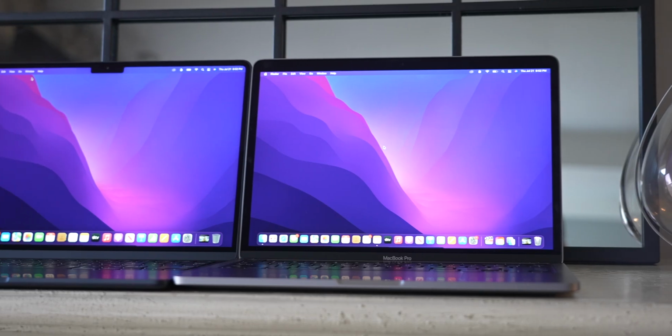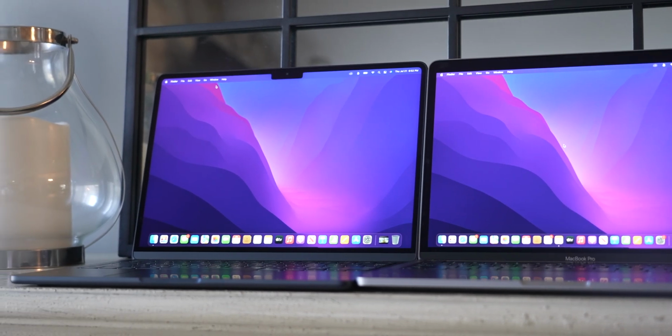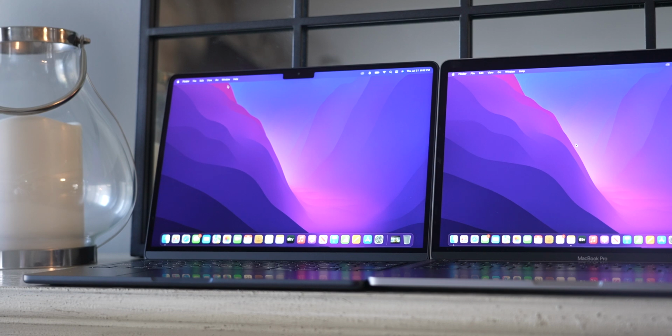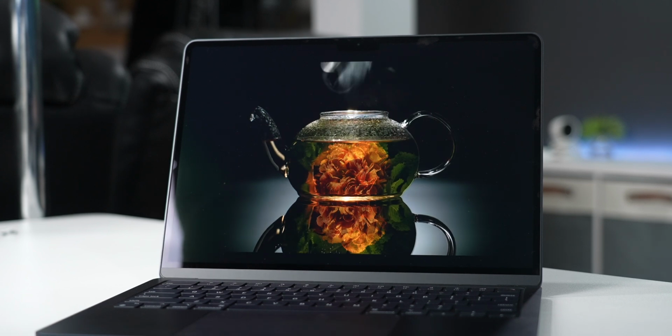It also has a bigger screen than the M1 Air and the 13 Pro. It is 13.6 inches, and that's quite impressive for such a small package. This display is also what Apple calls Liquid Retina, but it's only 60 hertz, which is kind of a bummer.